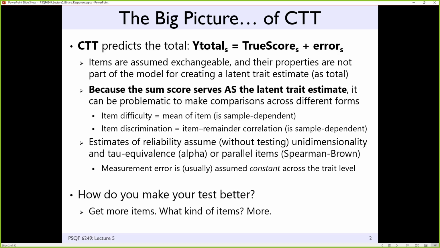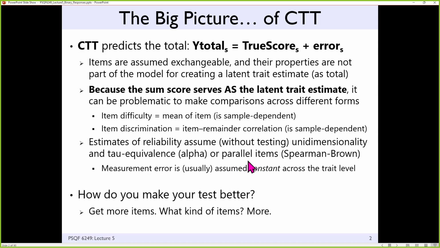Tau equivalent versus parallel? Tau equivalent is equal, is the same difficulty? Other word. Discrimination. Discrimination, yeah. So tau equivalence does not have to do with tau. It has to do with lambda, and I don't know why it's called that. But that's just the term that people use. A true score equivalent is another phrase. You can also say equal loadings, equal discrimination, items are equally useful. All of those words map onto that. That's tau equivalence. Parallel takes it one step further and says what else are equal.